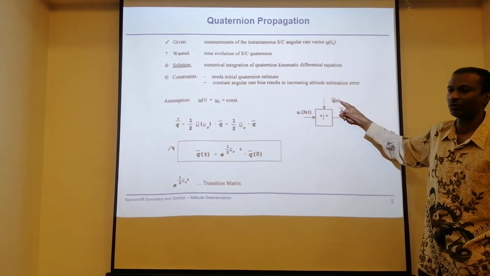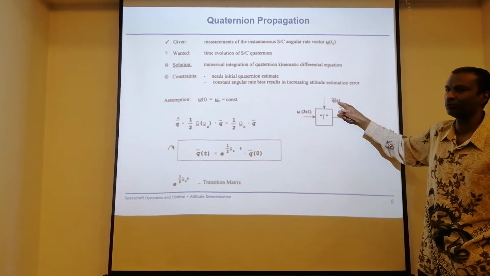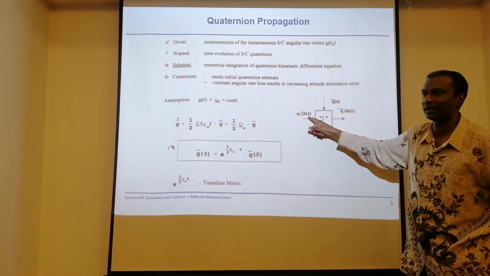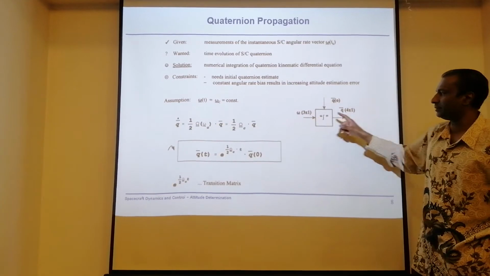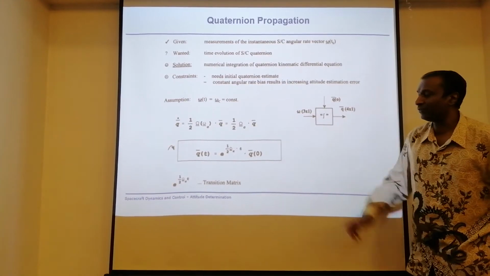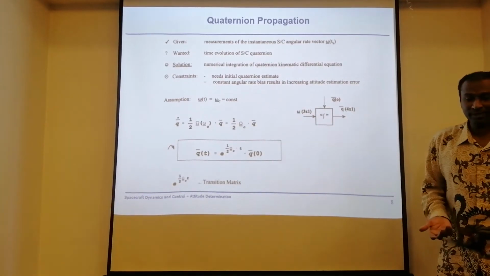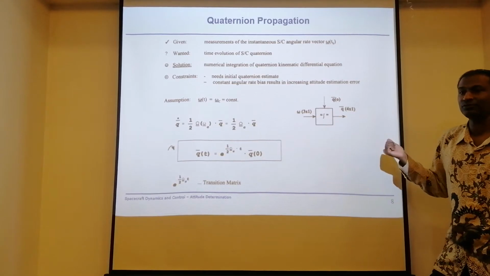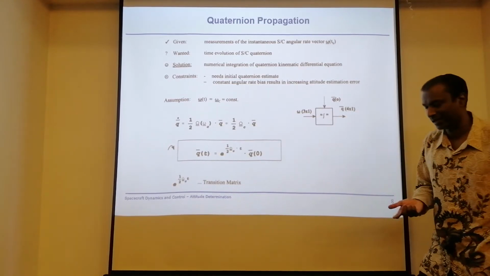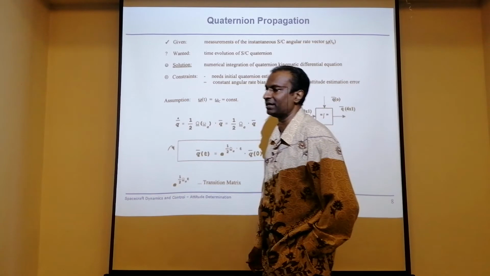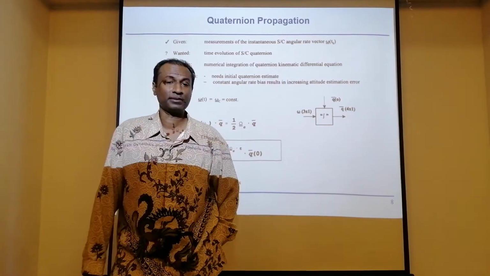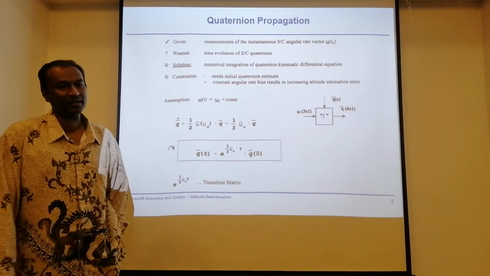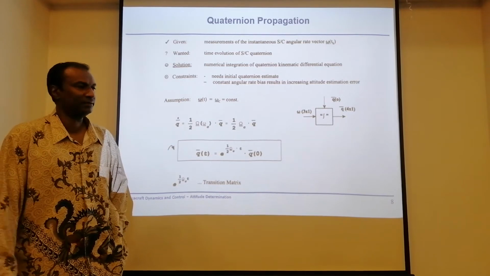Repeat this again at time 1. That means the old quaternion will now be the input. Then you look at the actual new reading, update, new reading, update. If you ask me how frequently you want to update, that depends on the actual attitude sensor, how fast it can give us the reading. It can be very fast. Let's say you want to do it every 1 second. Well, it's fine, no problem.